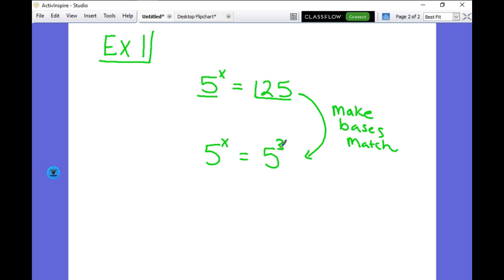I'm not solving it yet. All I'm doing is changing the way that this one looks. But don't you agree that the 125 is the same thing as this? I just changed the way it looked. But now that I've done that, 5 to the what equals 5 to the 3? Well, you can just ignore the bases because I got the bases to match. That means the exponents have to match. And that's the idea. Okay?